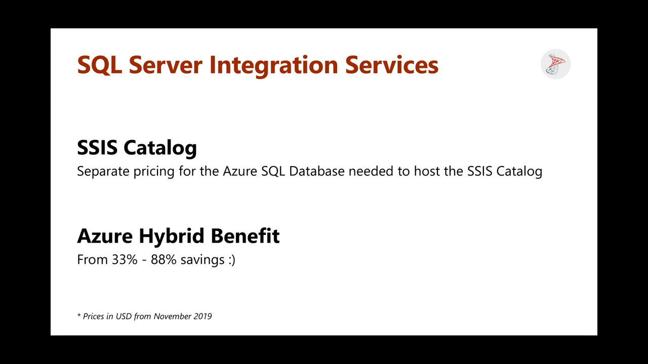But in this case, you can actually save money as well. So if you have software assurance, if you have some kind of deal with Microsoft, you have your own licenses already, look into the Azure hybrid benefits and see if you can save some money by using that. That means that you can get anywhere from 33 to 88% savings, which could be a significant cost for your workloads. So just make sure that you look into that if you are doing the SSIS lift and shift.